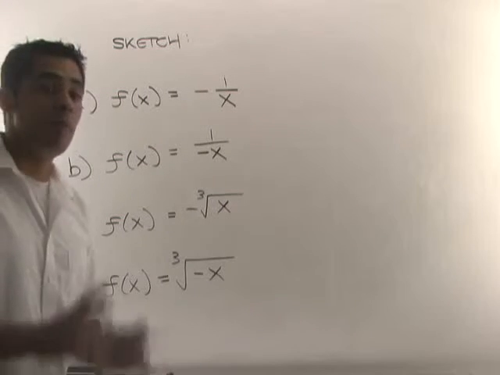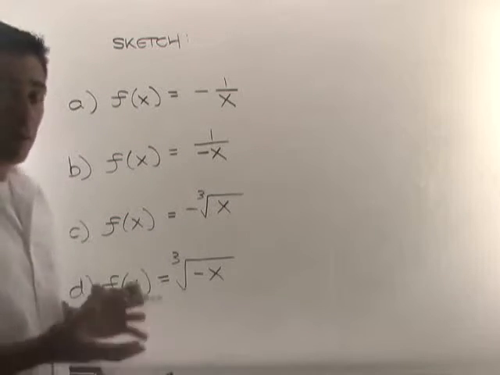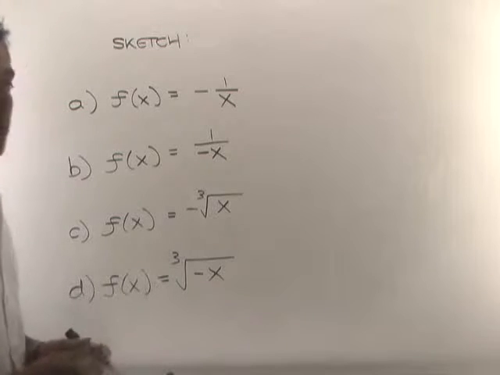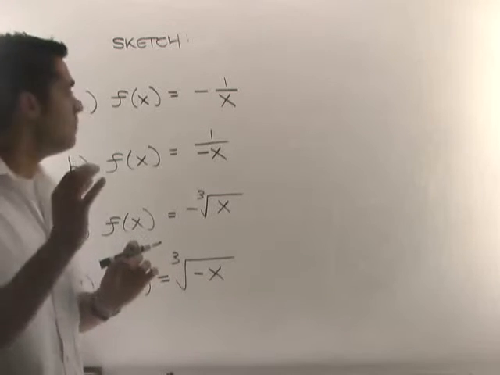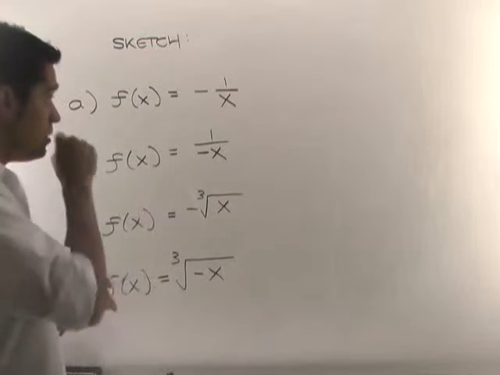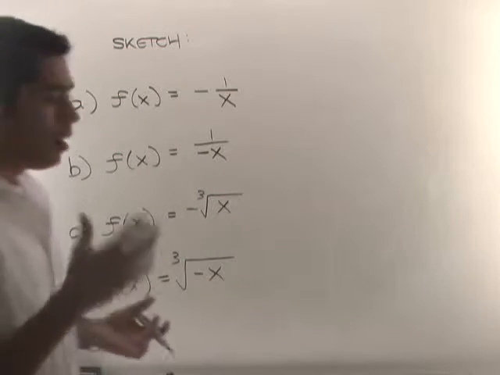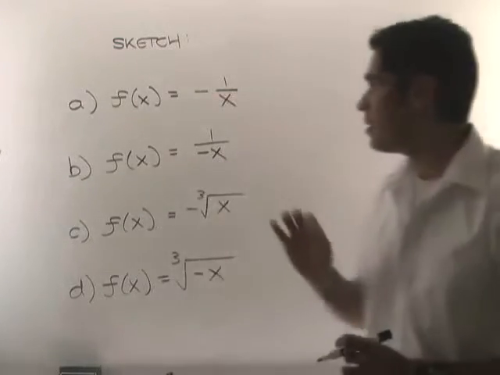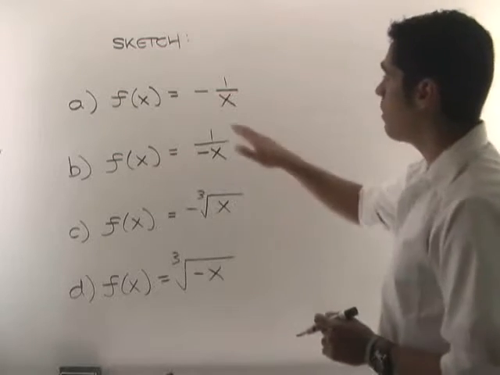Okay, in these problems we're going to be practicing what's called reflecting or reflections. And reflections all involve the addition of a negative sign somewhere in our basic function. But all of this relies again on your knowledge of our basic functions. So let's take a look at part A.